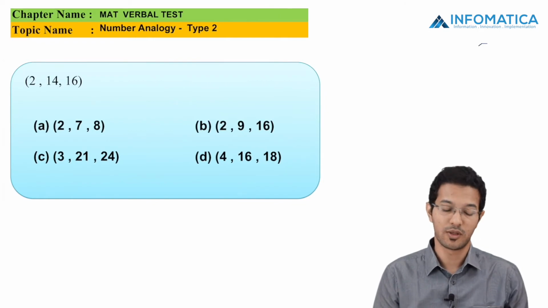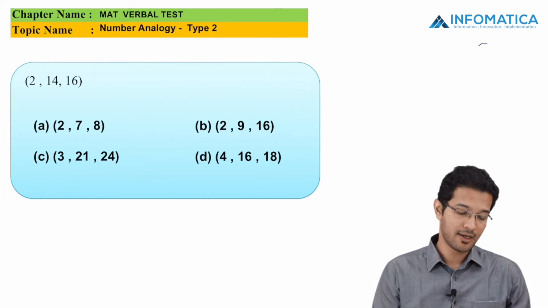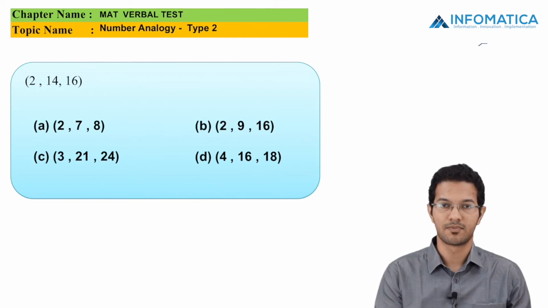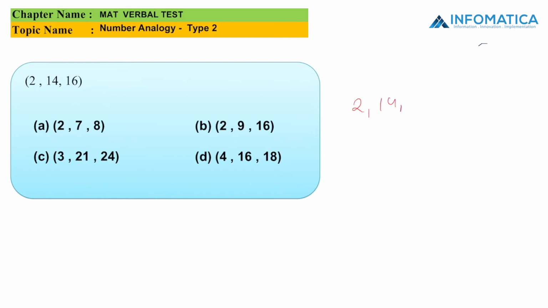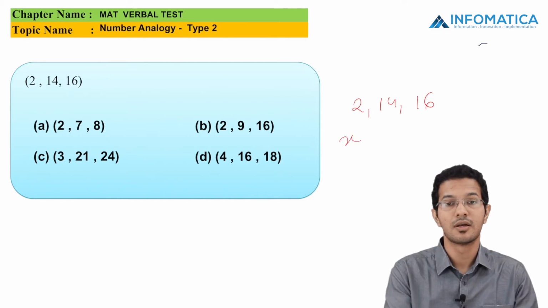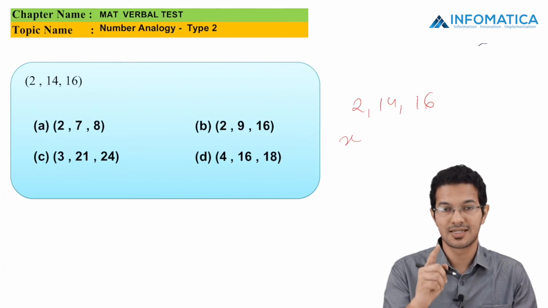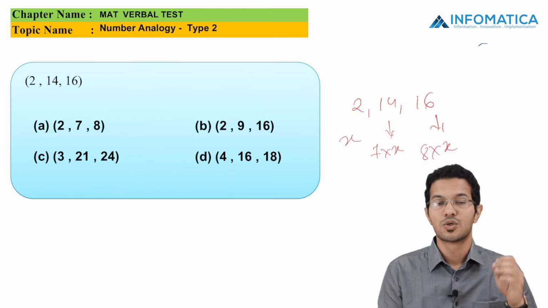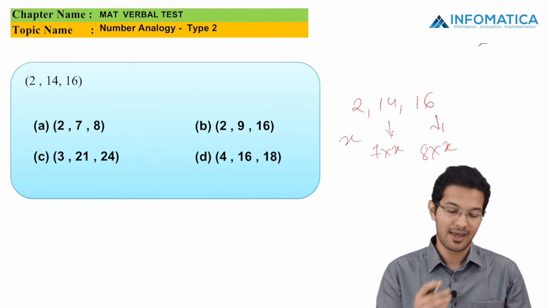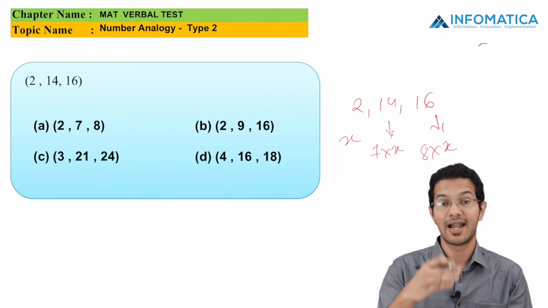Let's move to the next MCQ. The MCQ says 2, 14 and 16. Now let's find a pattern or a sequence. It says 2, 14 and 16. So if I take 2 as x, then what will I take 14 as? 7 into x, which is 7 into 2. And 16 I can write as 8 into x. So I need the options to be in the form of x, 7x and 8x.